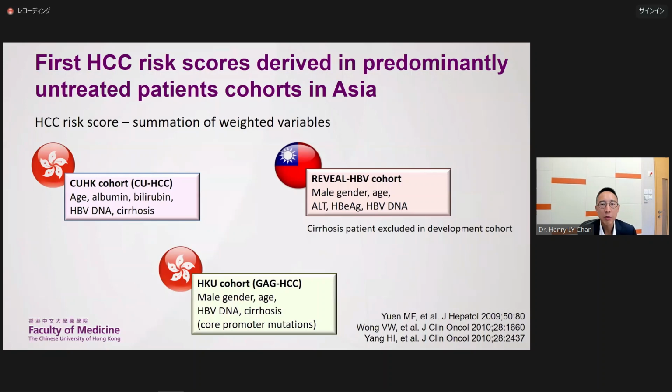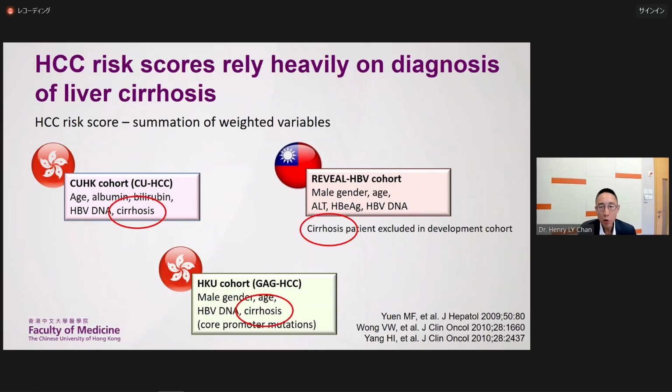The earliest HCC risk scores were developed predominantly in Asia, and these are the three earliest HCC scores published, and most of them were published more than 10 years ago. So they include the CU-HCC score, the Hong Kong GAG-HCC score, and the Taiwanese REACH-B cohort. They also generate the REACH-B HCC score. As you can see, they include a lot of variables, including age and gender, and also some virus variables and biochemical variables. But the most important variable here is actually liver cirrhosis.